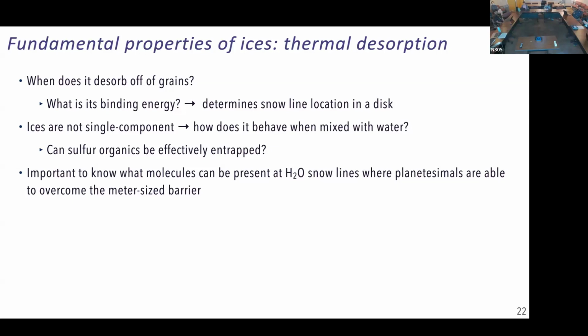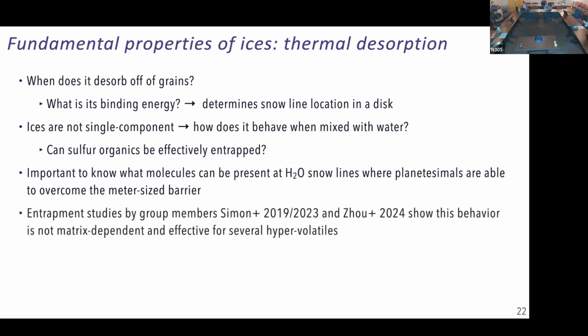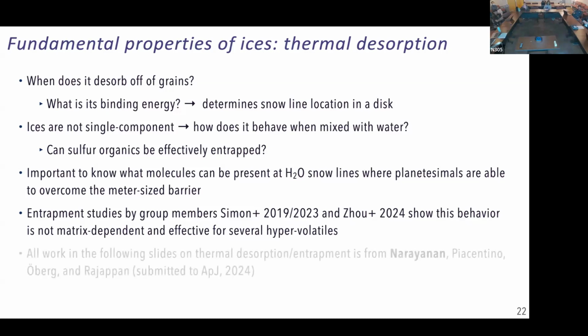And it's important to know what can be present at this water snowline, because this is where planetesimals are able to overcome the meter size barrier. So to know the chemical inventory available for these planets at this meter size barrier, at this snowline, is important to know what can be inherited by the planetesimals. And as I mentioned, a lot of entrapment studies by our group members show that this is not matrix dependent, and it's effective for several hypervolatiles. So molecules like CO, methane, a lot of noble gases, they're about 60% entrapped generally.